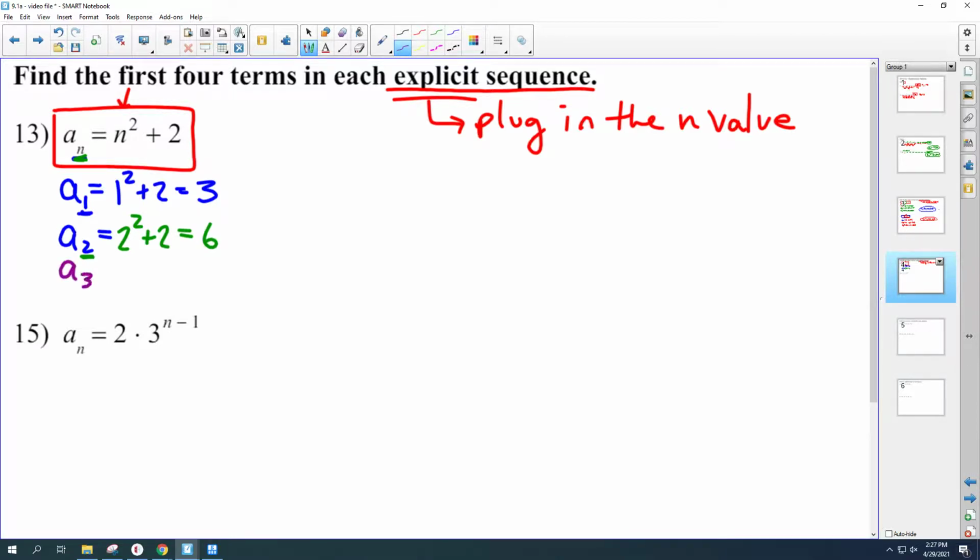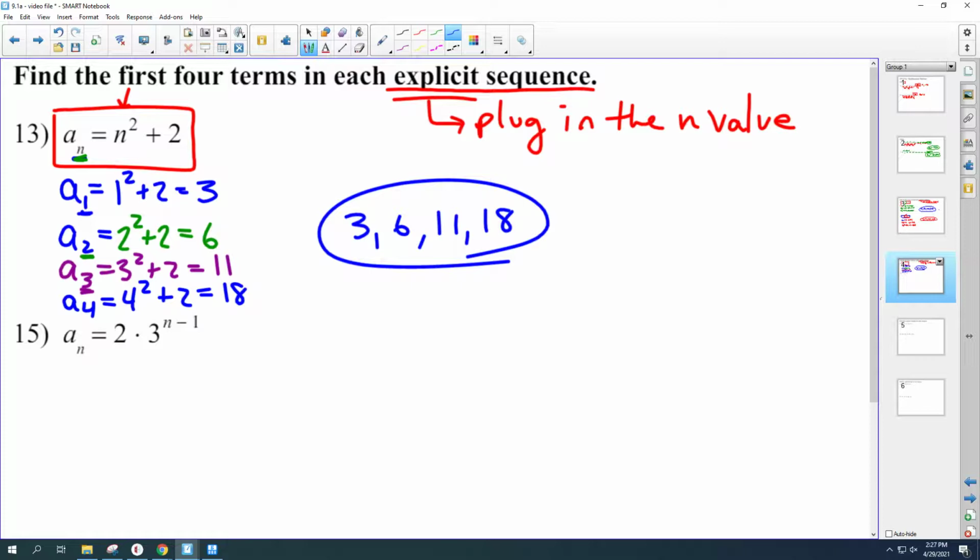A3, we're going to plug in 3. 3 squared plus 2, that's 9 plus 2 is 11. And then let's do the fourth term, plug in 4. 4 squared plus 2, that's 16 plus 2 is 18. First 4 terms, 3, 6, 11, 18.